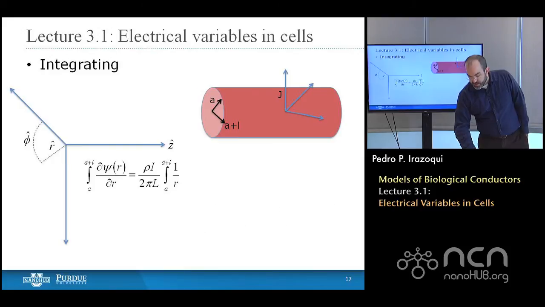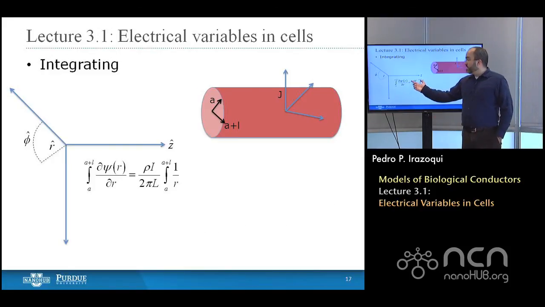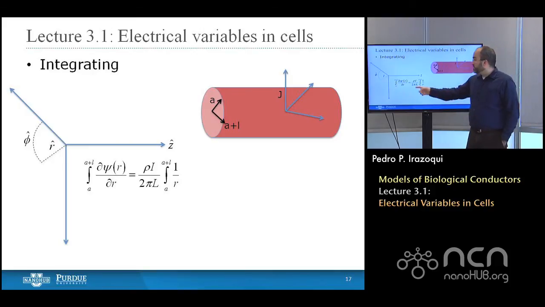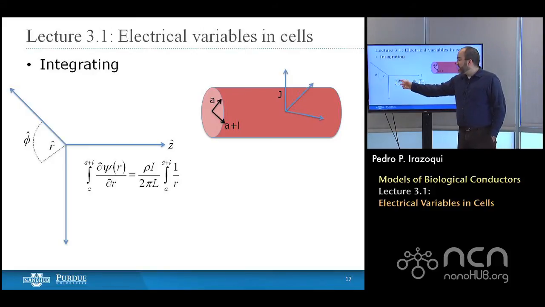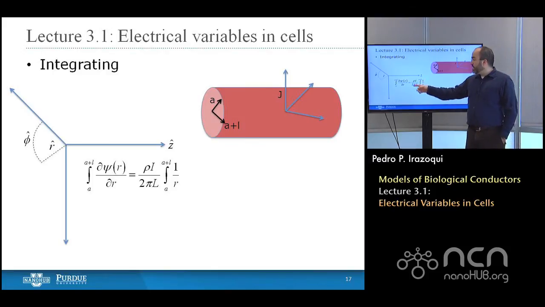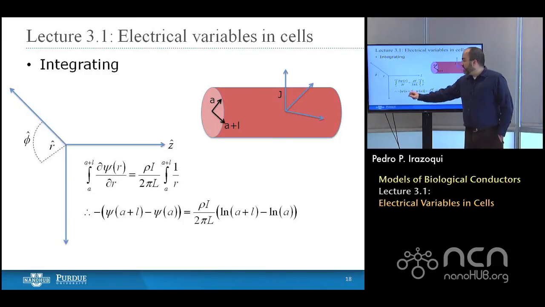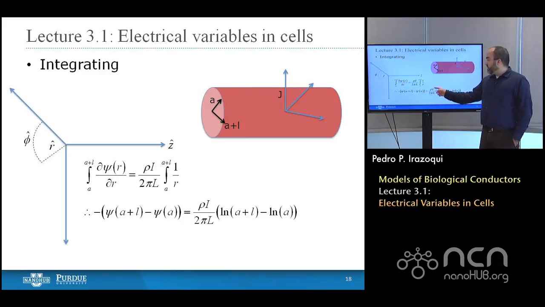To then solve that mathematical equation, we take the integral of both sides as we move from the inner radius to the outer radius of the axon membrane. So as we move from the inner radius A to the outer radius A plus L, we integrate both sides. Rho I divided by 2 pi L comes out because it is a constant, and so we only integrate the derivative of psi and 1 over R. And that gives us the negative of psi evaluated at A plus L minus psi evaluated at A is equal to rho I over 2 pi L times the natural logarithm of A plus L minus the natural logarithm of A.